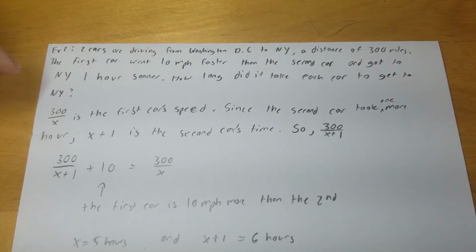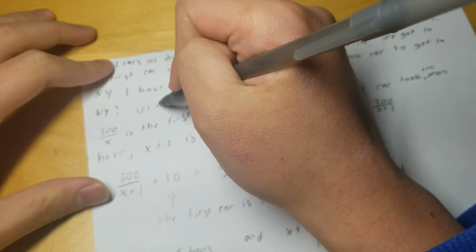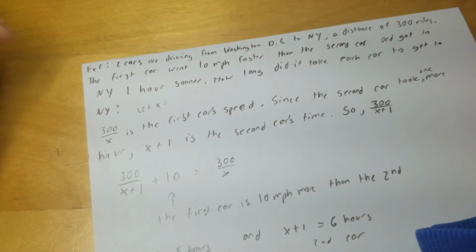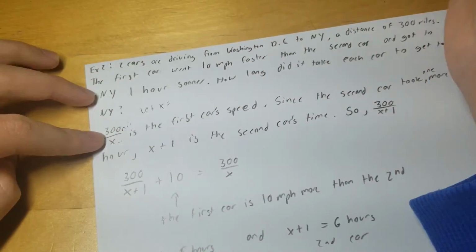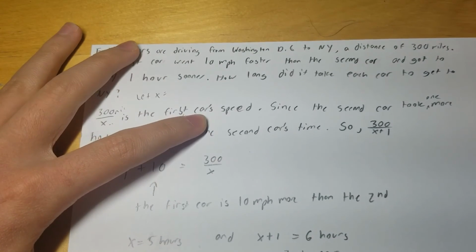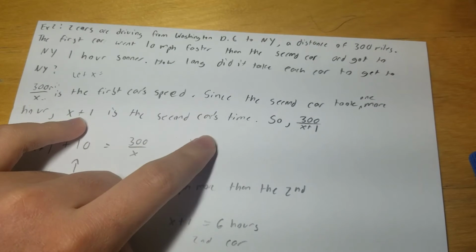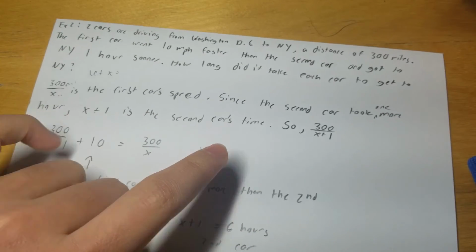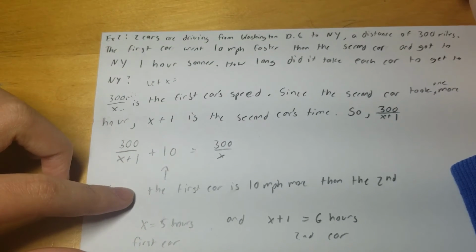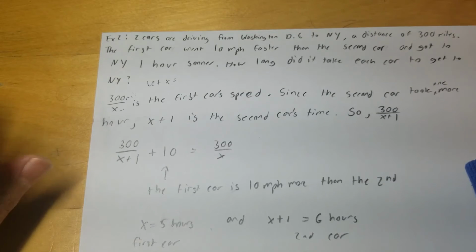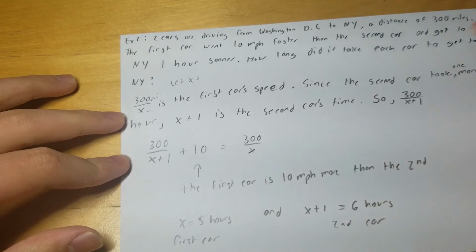You should write out a let statement. Let x equal the number of hours it takes the first car to get to New York. So 300 over x, 300 miles over x hours, would be the first car's speed in mph. Since the second car took 1 more hour, x plus 1 is the second car's time, so that goes on the bottom: 300 over x plus 1. And since the first car is 10 miles per hour faster than the second, you add 10 miles per hour. It's just a constant right there.